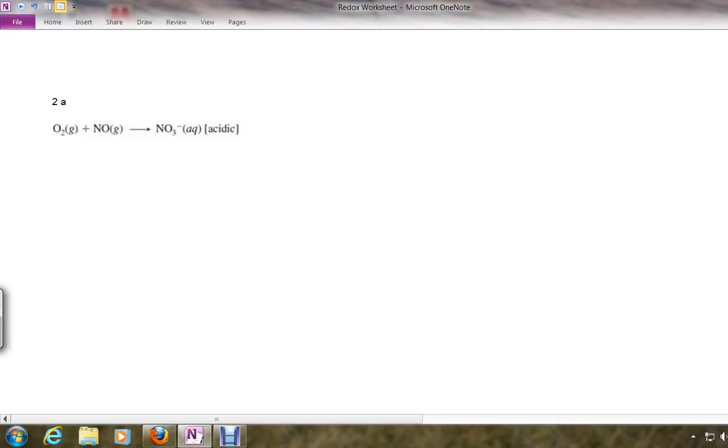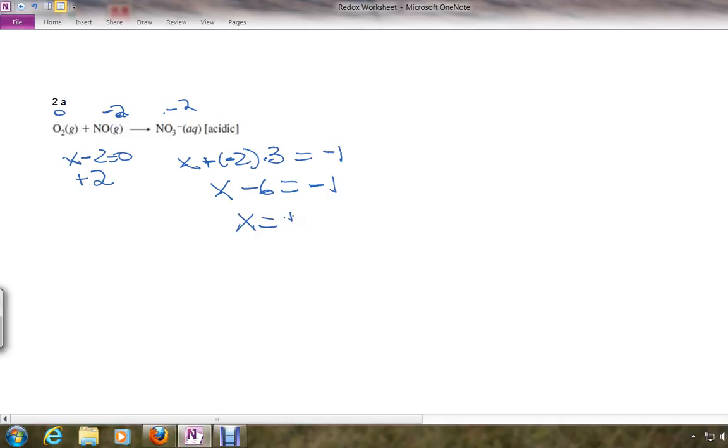And this is 2A. Why did I choose this one? Because if you look at it, you have oxygen from 0 to this oxygen would be -2. And nitrogen, here the oxygen is -2. So the oxygen here is the same, it's -2, -2. But this one, that it's a gas, is going to be changing to -2. With the nitrogen, we got X minus 2 equals 0. So the oxidation state of nitrogen is +2. And the nitrogen here would be X plus -2 multiplied by 3 equals -1, which is the total charge of the NO3 minus of the nitrate. So it's going to be -6 equals -1, X equals +5.